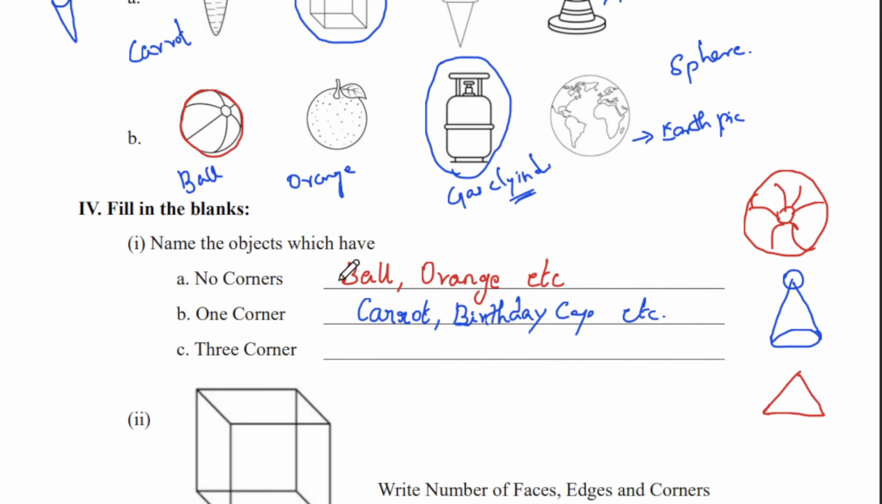You can write flag. See, if you have a flag here, it will be in triangle shape. Or a piece of cake, or a piece of pizza. It's in triangle shape. So you can write flag, cake, chips, etc.